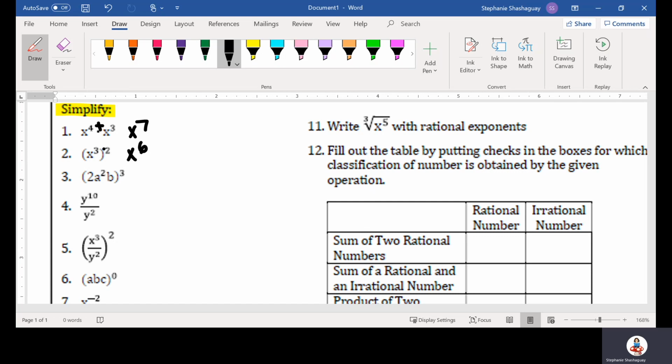Okay, in question 3, we have 2a squared times b, and that's all going to be cubed. So we have to distribute that cubed to each term in the parentheses.